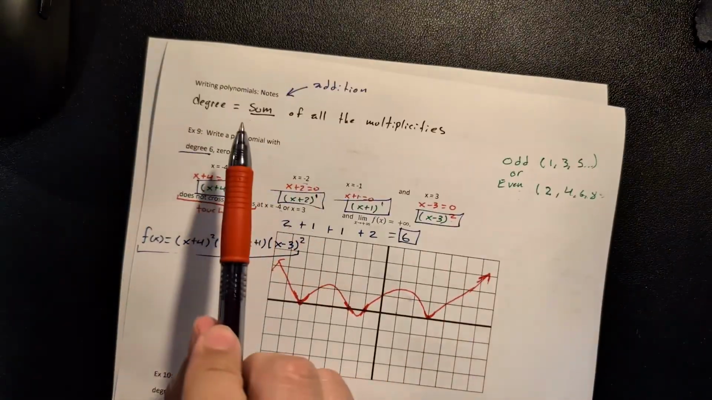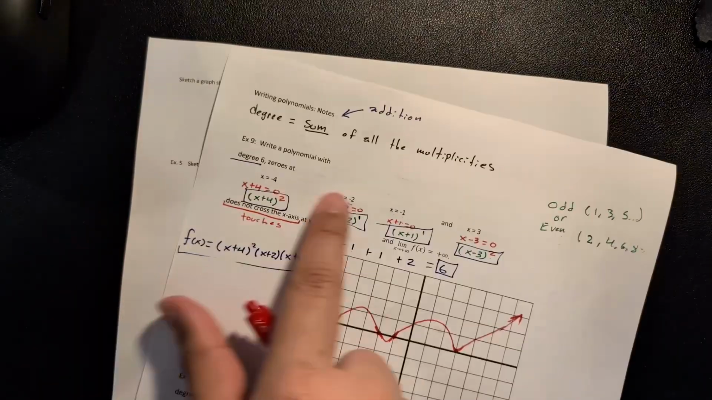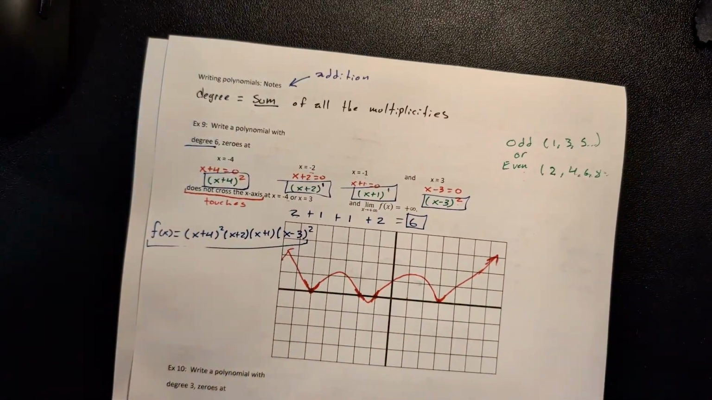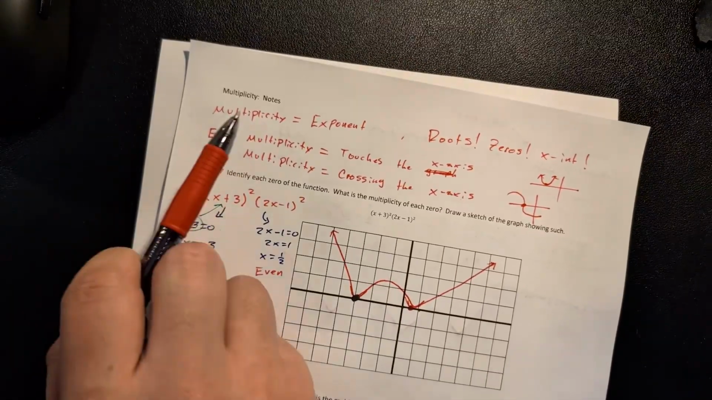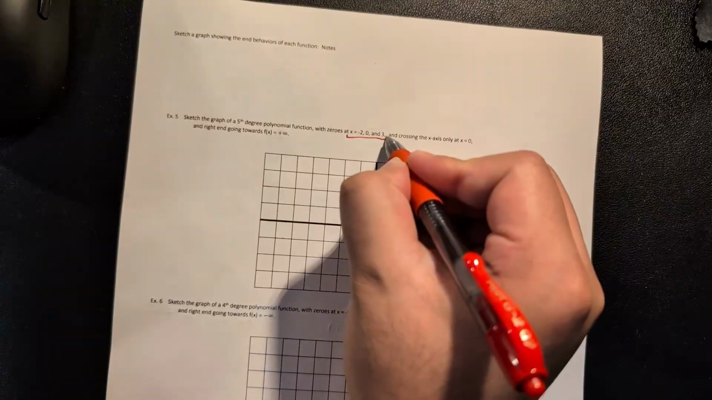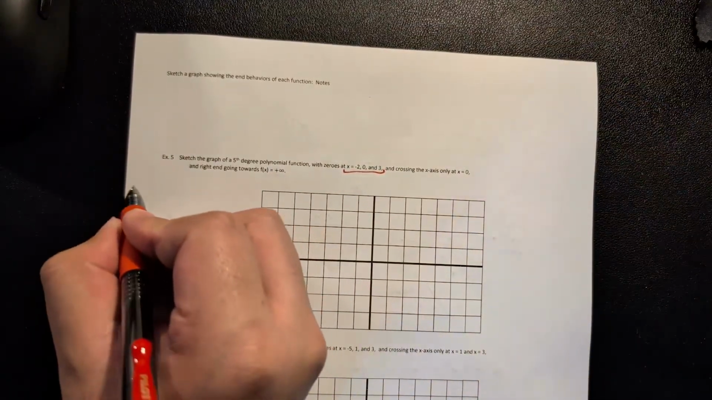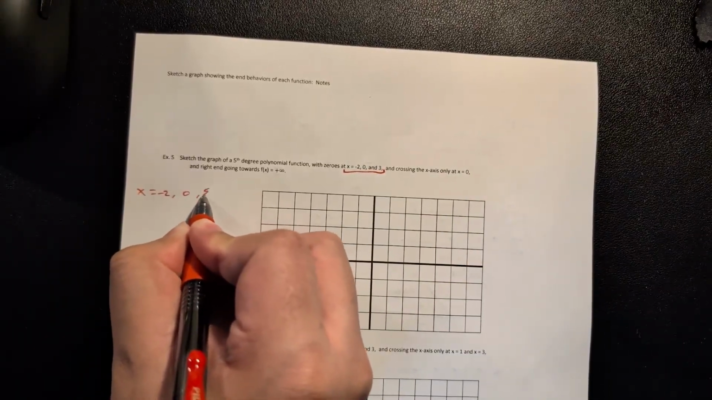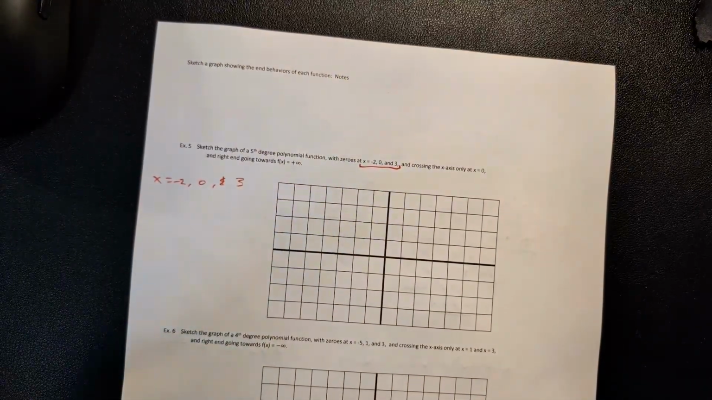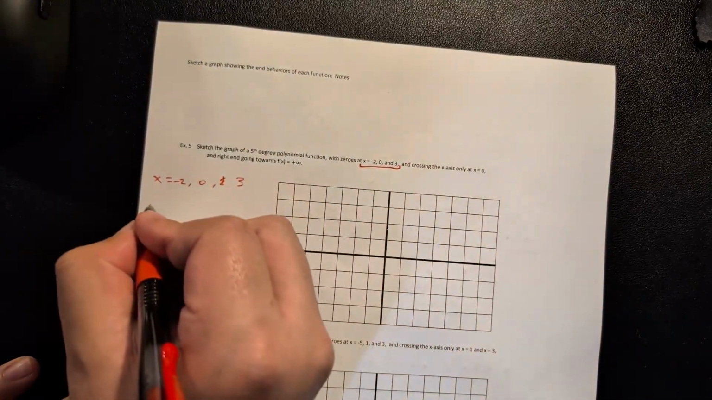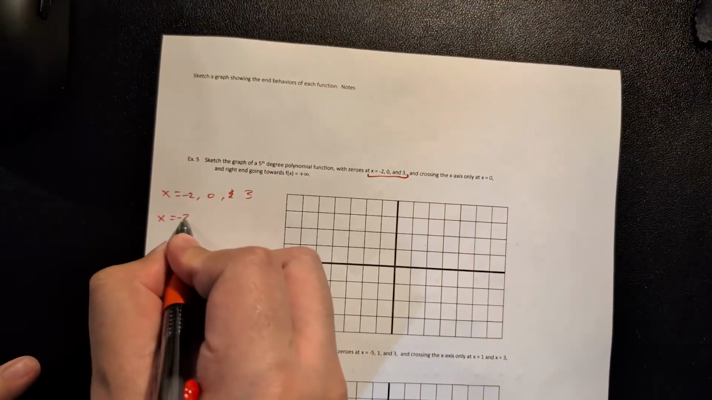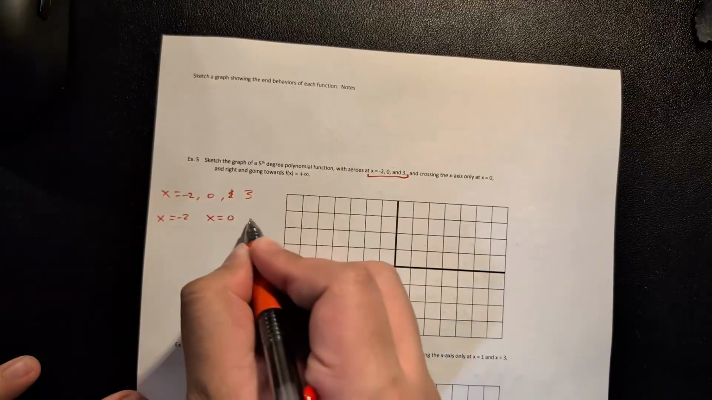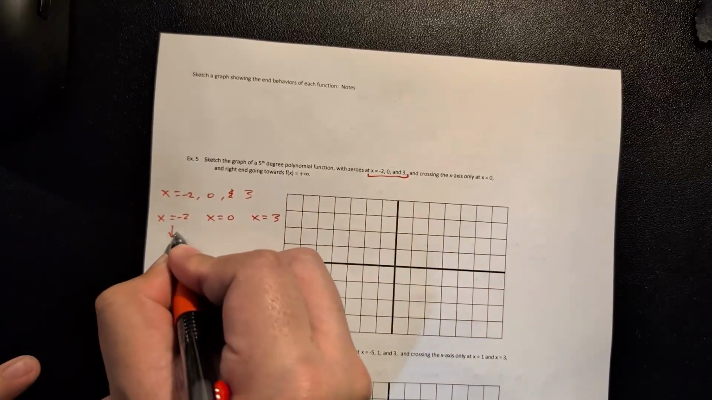So here we talked about writing polynomials, so starting with the behavior and then writing the function. And then before that we did multiplicities. So this section, examples 5 and 6, are very similar. However, it's written a little bit differently. We have x is equal to -2, 0, and 3. So this is kind of condensed. So what I like to do is just break it up into parts. So x is equal to -2, x is equal to 0, and x is equal to 3. And then from here, we can now solve.